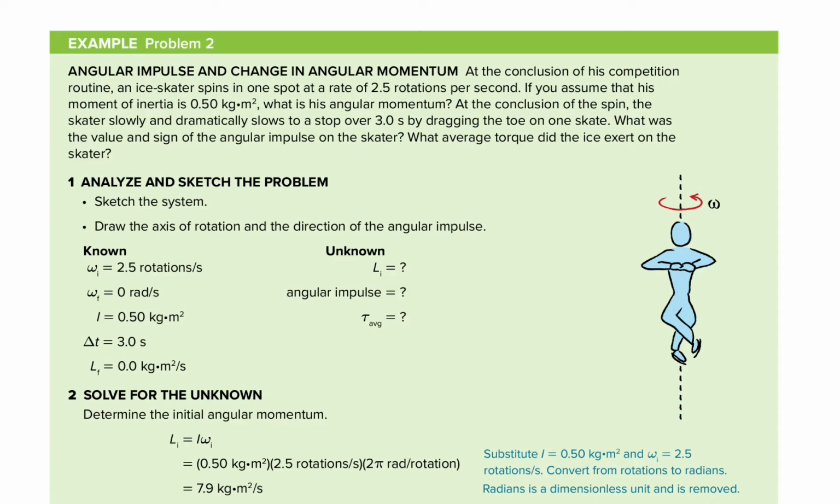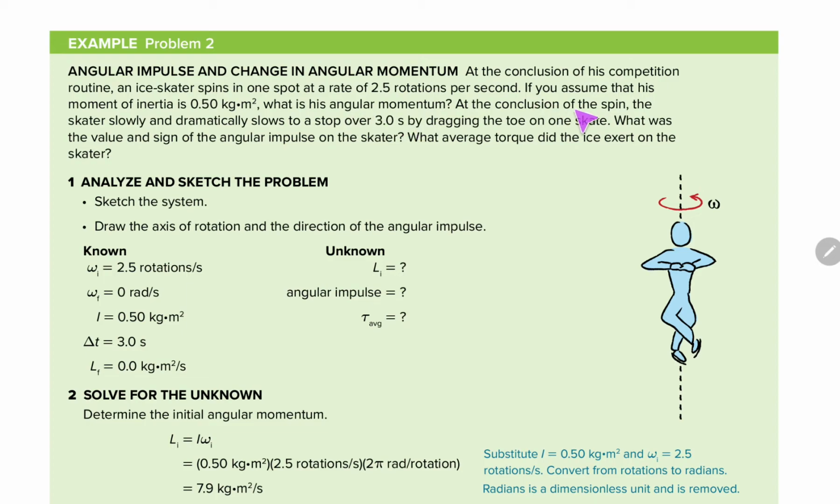The example is: at the conclusion of his competition routine, an ice skater spins in one spot at a rate of 2.5 rotations per second. If you assume that his moment of inertia is 0.50 kilogram meter square, what is his angular momentum?